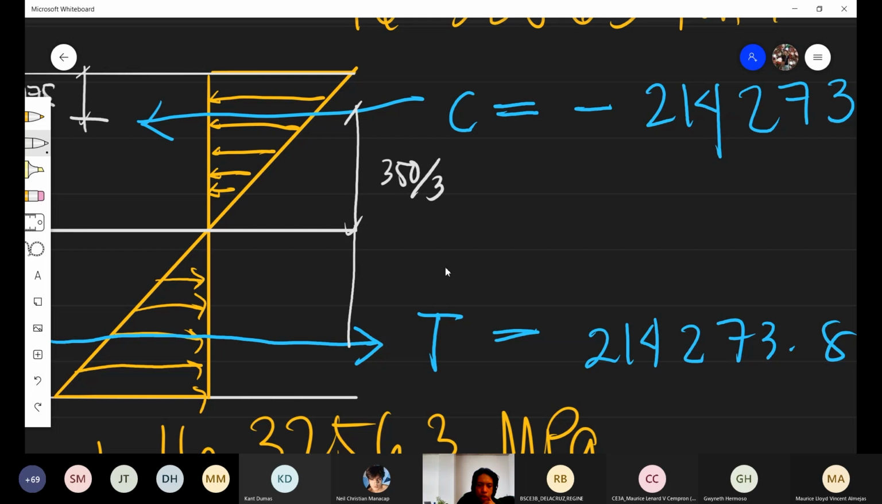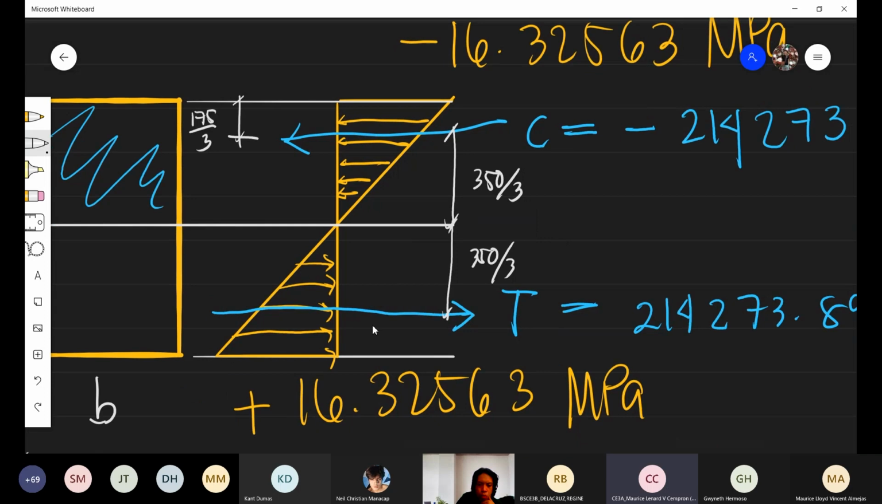This is also 350 over 3, right? Do you agree? Yes, sir. For this other distance, this is also 175 over 3, so it is 350 over 3 as well.